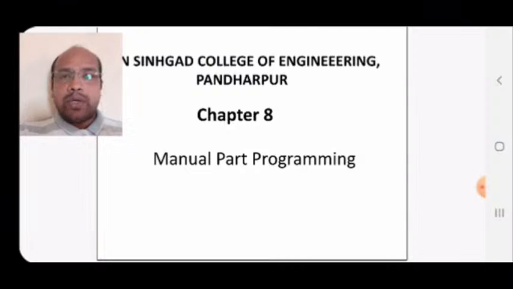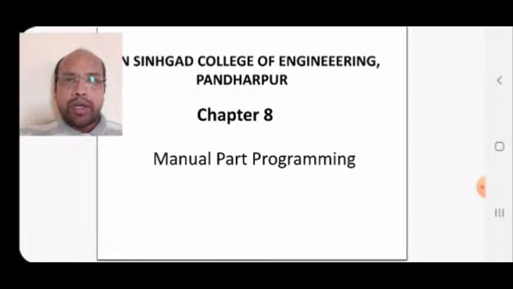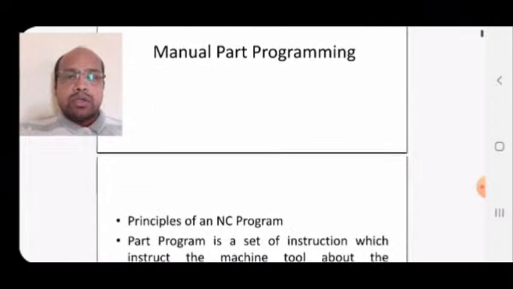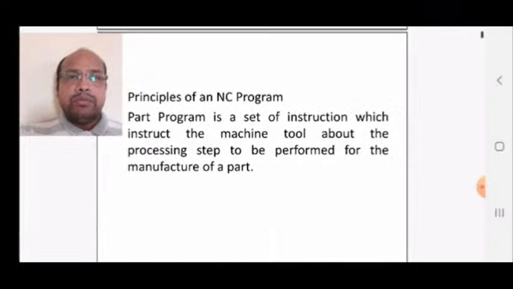For this chapter I would like to mention here, this is a very important chapter in the examination, because in section number 2 there is one compulsory question asked for writing a part program of a given component, which carries a weightage of 8 to 10 marks. So let us see this chapter one by one.